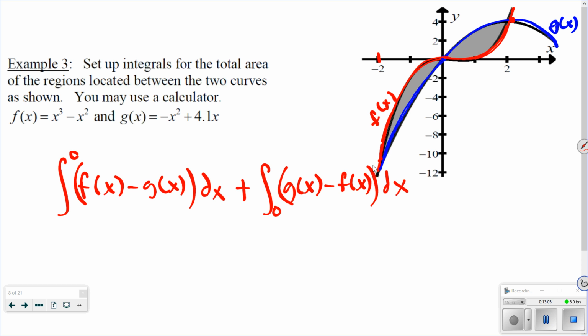The only thing I'm really missing is I need to know where exactly those two cross there, and I may want to find out where those cross right there also. So to find that, grab a calculator.